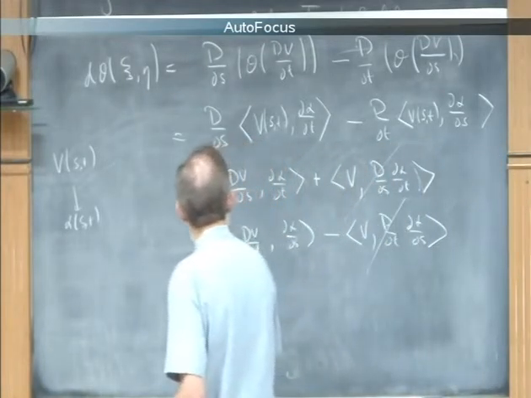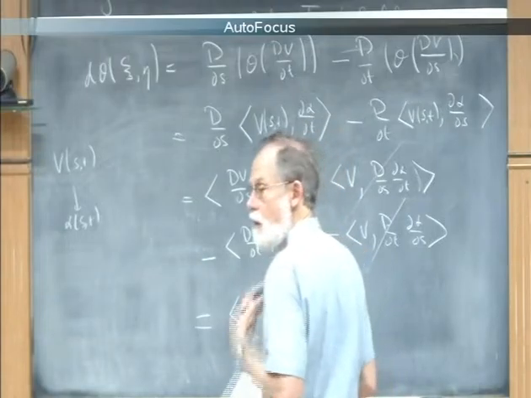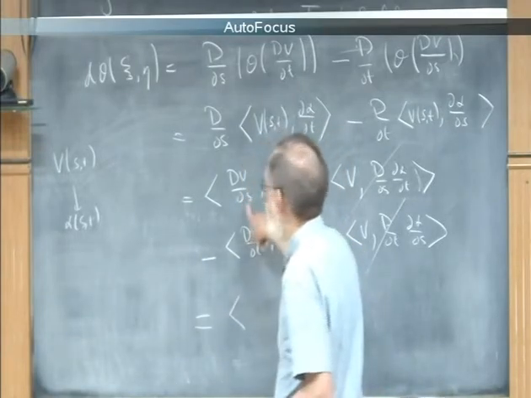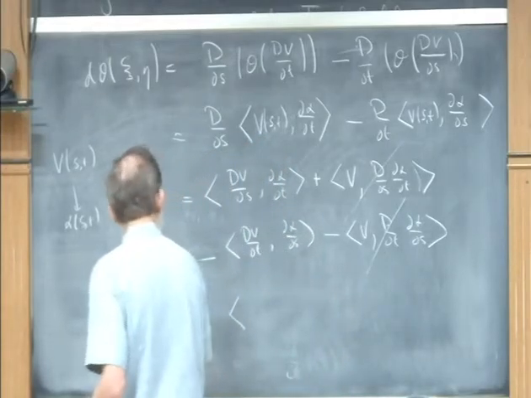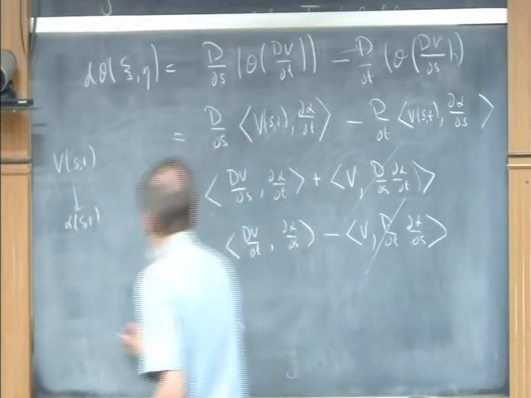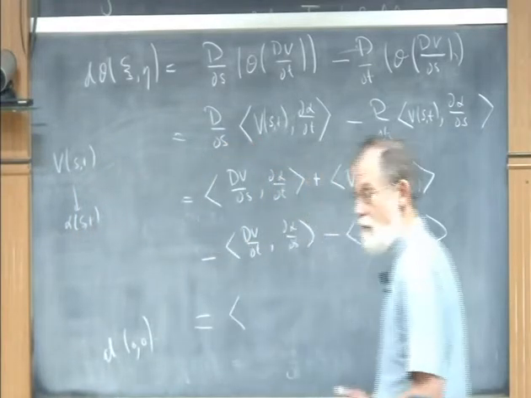So what do I have? I have dv by ds. That means I'm going in the s direction. Yeah, so at this point, let's work out things at 0, 0.